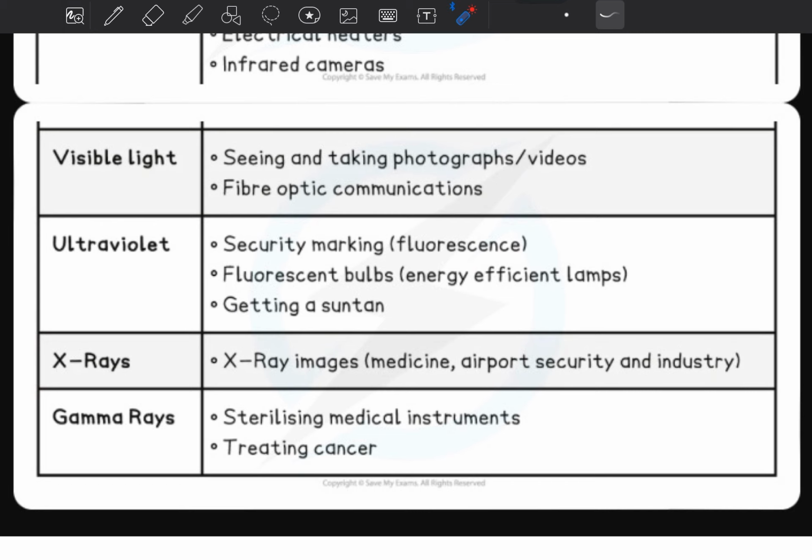Then you talk about X-rays. X-rays are very common. If you have a fractured bone, you go to the doctor and tell the doctor, please take an X-ray of my hand. So the X-ray image is used in medicine. It is also used in airport security and industry. When you put your luggage for a security check, that's the place where X-rays are being used. Gamma rays are used for sterilizing medical equipment, and for treating cancer.